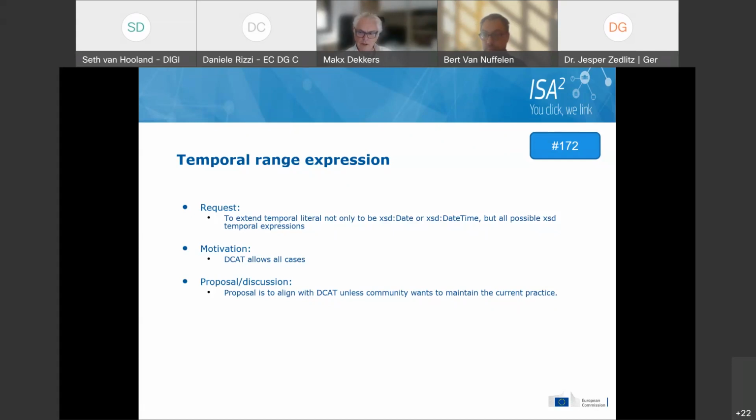Anyone objecting to that? So now I see +1s for temporal ranges. So it means also that we're again aligning with DCAT at W3C. Okay, there seems to be support for that.